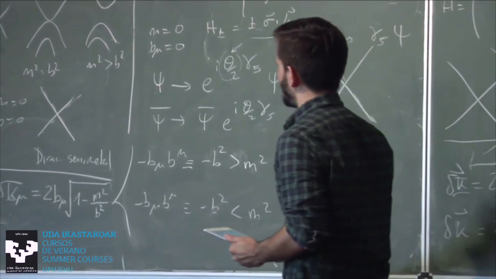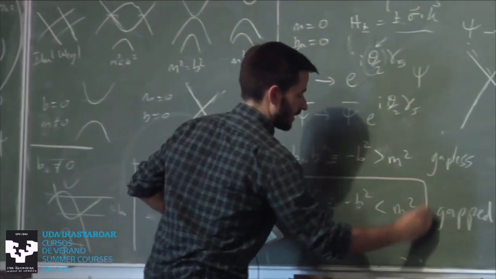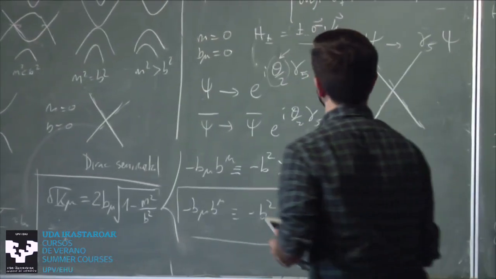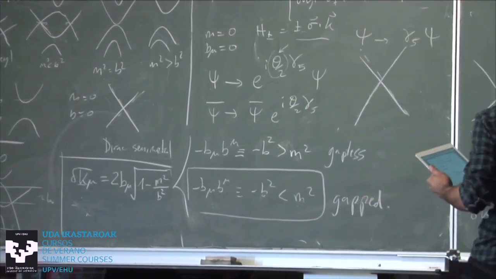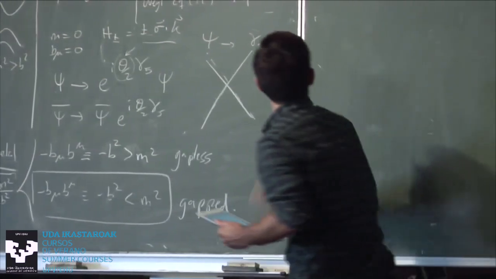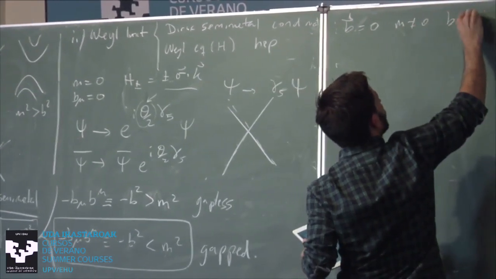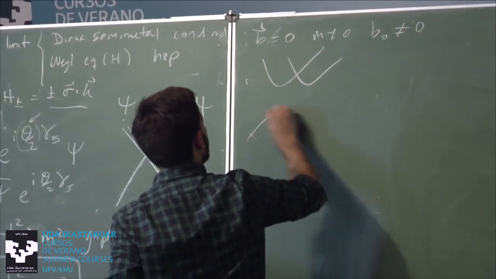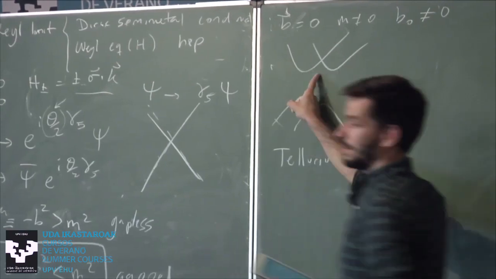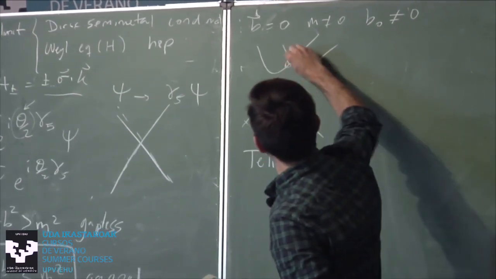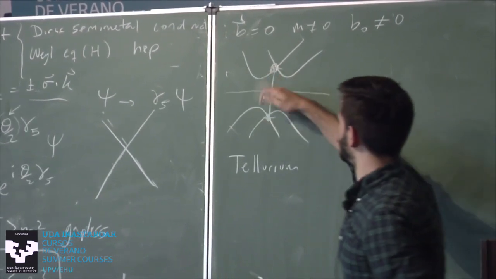Which means that, in particular, if I only have B0, the system is always gapped, because we are always in this case. You can check that explicitly. So, for example, if I take spatial B zero, M non-zero, but B0 non-zero, the bands are going to look like this, which in fact looks a lot like tellurium. And here's your Weyl, and here's the Weyl, and this is the Weyl node separation. The spectrum is gapped, but there are some Weyl nodes here. Unless I dope it, I cannot access them.